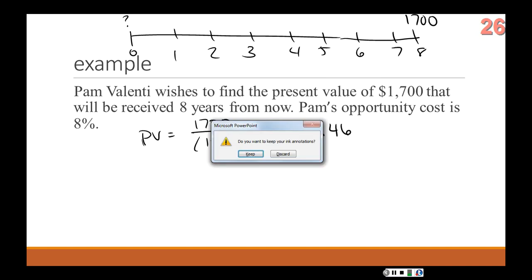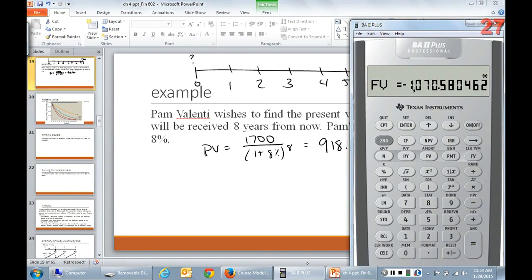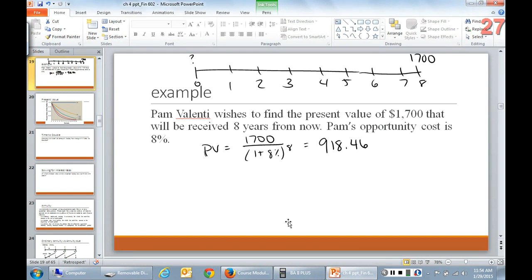For those of you with the financial calculator, just a reminder on how you would enter that in. So first you would do 1 plus your 8% and find what that's equal to. Then you push your y to the x button, which is directly above the number 9, and push 8 and equals. So that gives you your denominator. So it would be 1,700 divided by 1.85093. And you'll get $918.46.